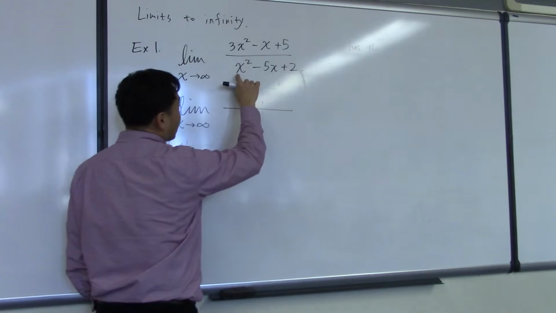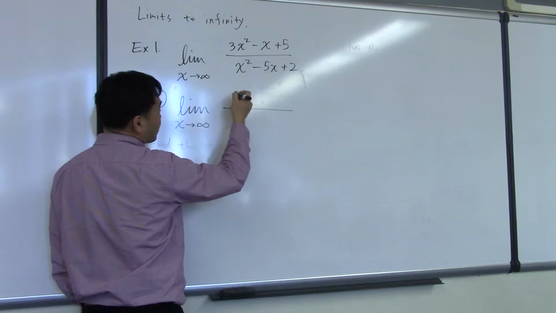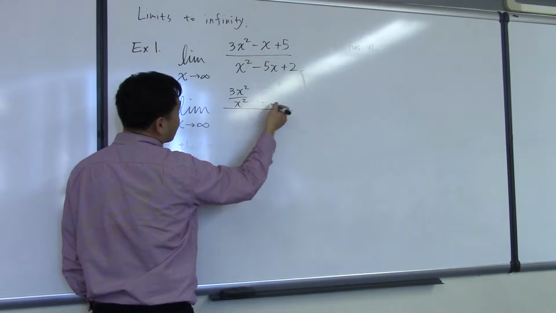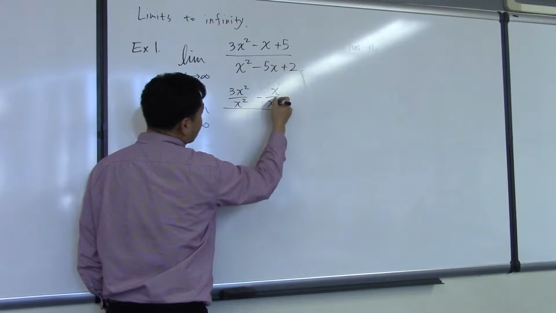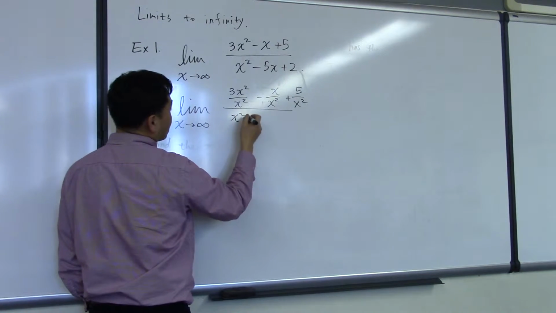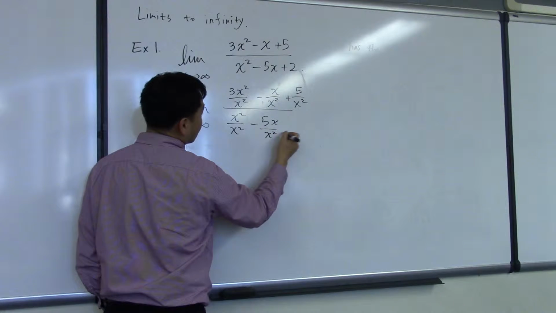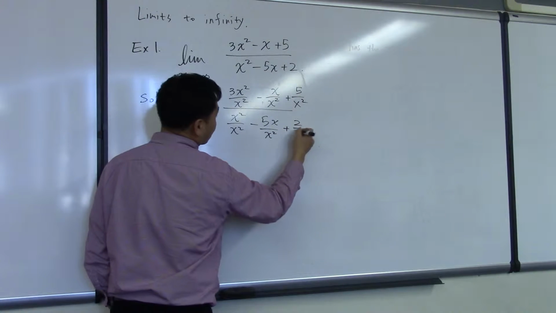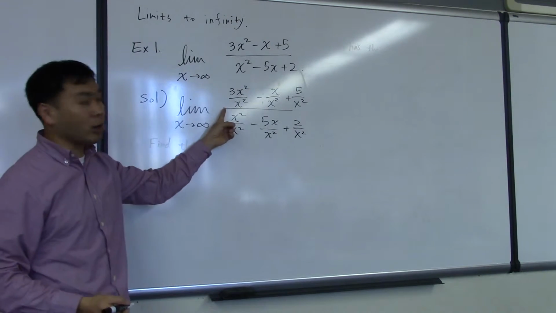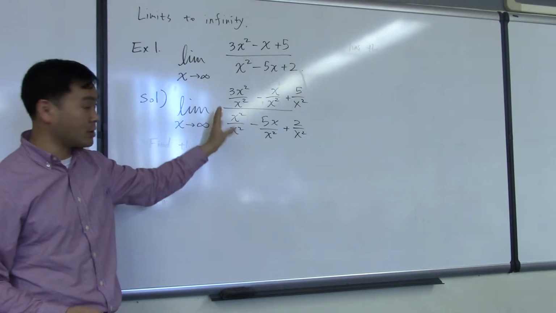So x squared is the highest power. So you divide everything by x squared, both top and bottom. So if you have 3x squared, you divide by x squared, minus x over x squared, plus 5 over x squared. Then x squared over x squared, minus 5x over x squared, plus 2 over x squared. So these two are the same because they are algebraically equivalent. Right? Evaluating this for any x is the same as evaluating this function for x.